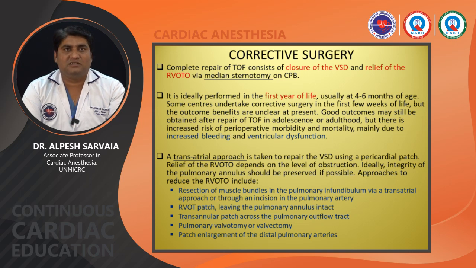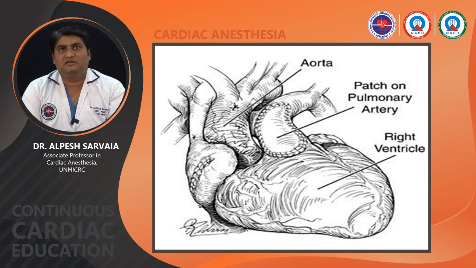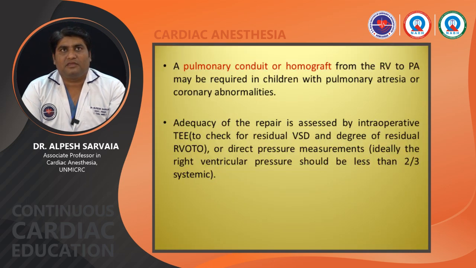The fifth approach is where the patch can be enlarged to the distal pulmonary arteries. This is the diagram showing the patch on the pulmonary artery, with the right ventricle enlarged. Sometimes a pulmonary conduit or homograft from the RV to PA may be required in children if there is pulmonary atresia or a coronary abnormality.